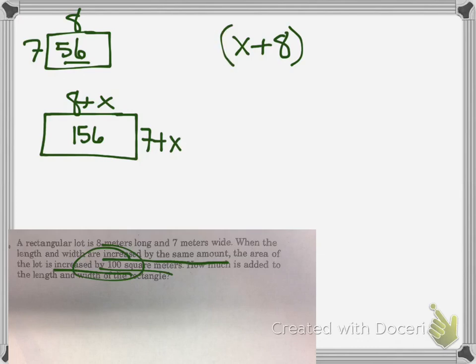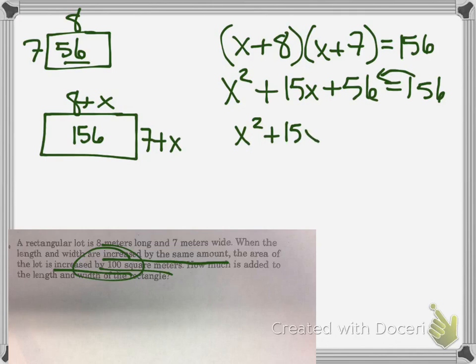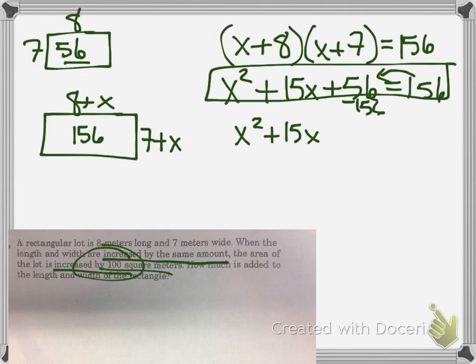X plus 8 times x plus 7 equals 156. Now I can multiply this to get x squared plus 15x plus 56 equals 156. It's important that you keep this in there, because you might be thinking, I could have just put in the 100. Well, no, you couldn't, because watch what happens. X squared plus 15x minus 100 equals 0. This right here is what I would have asked for if I asked you to set it up.